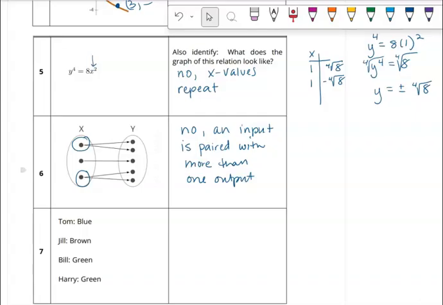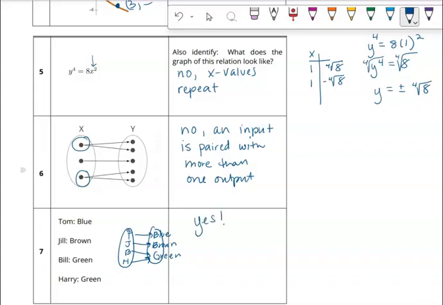So Tom is only with blue. He's not also with brown. Jill is only with brown. Bill is only with green. Harry is only with green. So it's okay that Bill and Harry are both only with green. If you wanted to think of this as a mapping, sometimes the mapping helps. So Tom, Jill, Bill, Harry, and then we've got blue, brown, green. So Tom is blue, Jill is brown, Bill is green, Harry's green. And that mapping, it's okay that the inputs both go to the same output. That's a function. The other way around doesn't work.